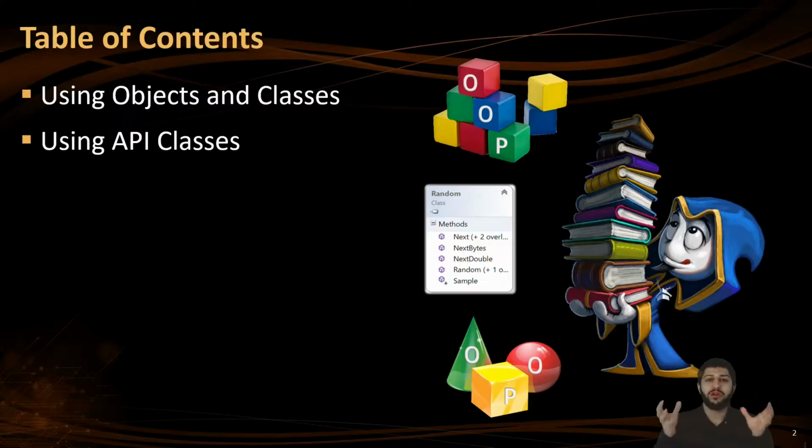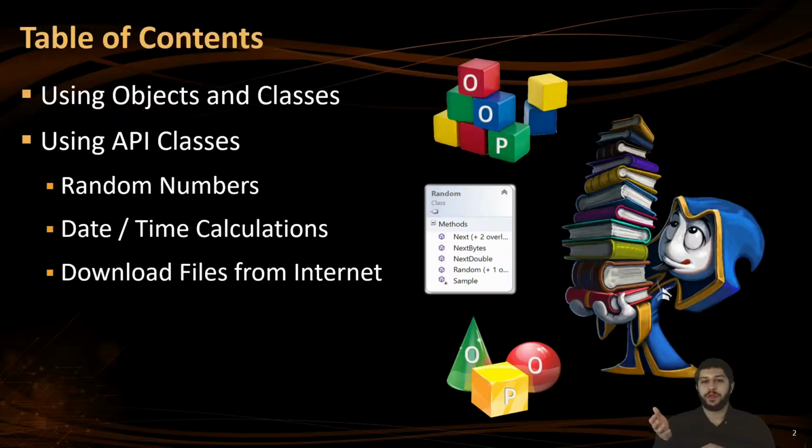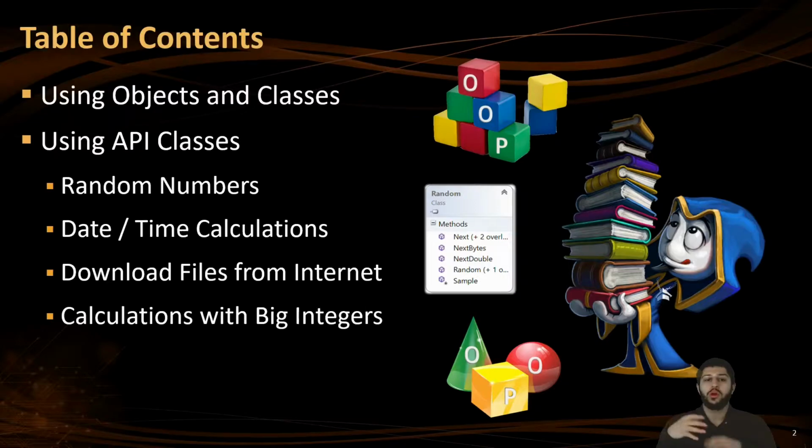They help us with everyday tasks such as random numbers, and doing datetime calculations, as you might have already faced some of them. There is a class called DateTime, for example, and we have already used it to solve some problems. We can also download things from the internet using these built-in API classes, and we can also work with extremely large numbers, as you might have already faced in the System.Numerics namespace. We're also going to explain what a namespace is, and you have probably used BigInteger.